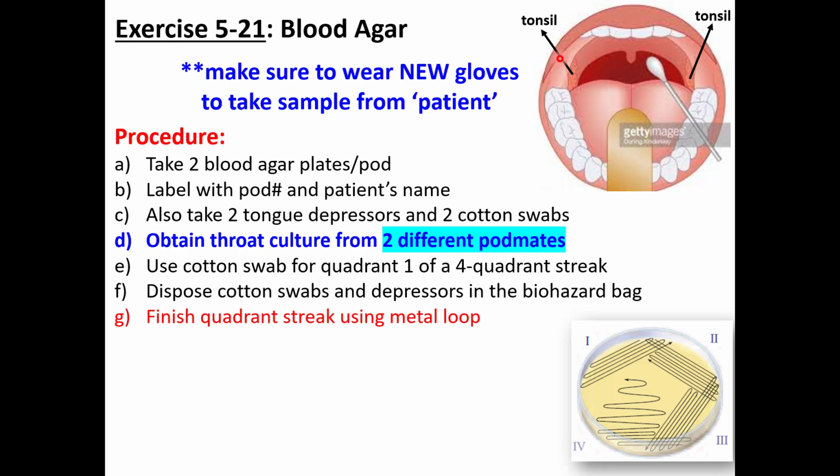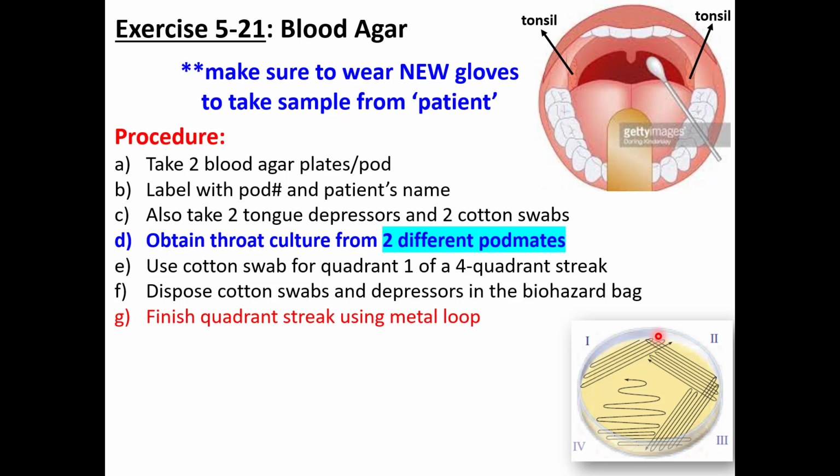And then we would take that cotton swab and do the very first streak on the plate, because for this plate it's best to do a 4-quadrant streak instead of a streak line, or spot inoculation. That's how we call it, streak lines as well.